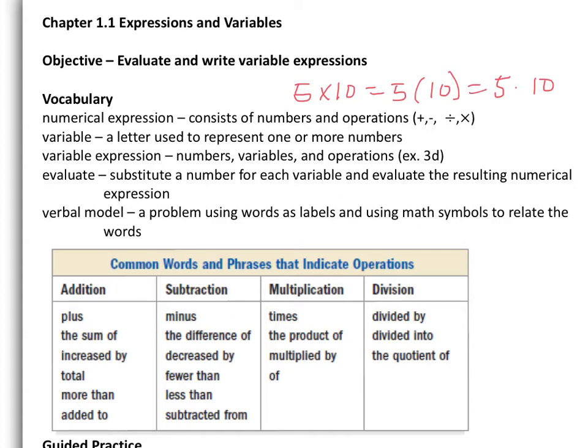A variable is a letter used to represent one or more numbers. So any letter in the alphabet, you could use it as a variable. Variable expressions are numbers, variables, or operations. Okay? And an example will be 3D.